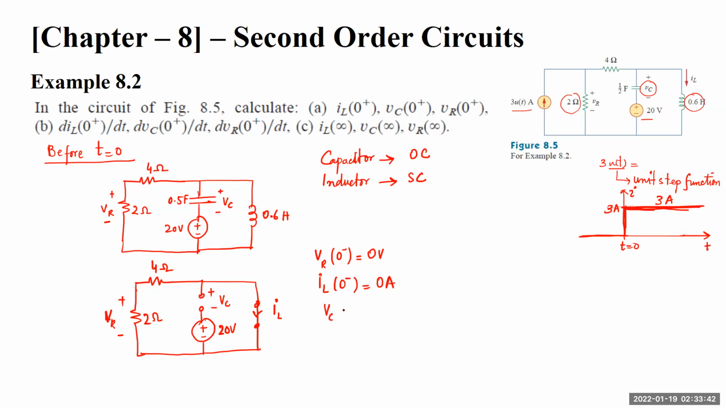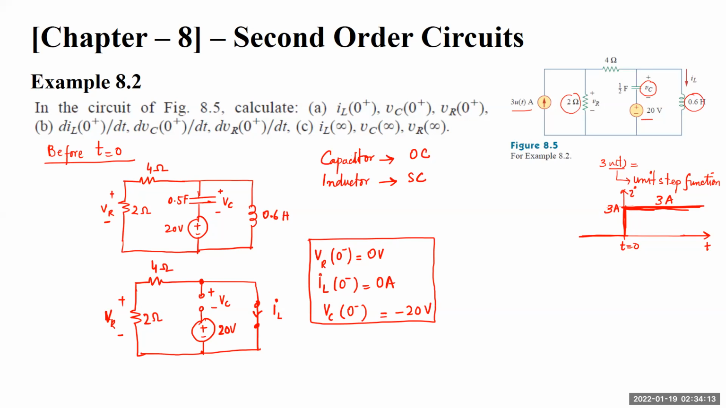And the capacitor voltage VC(0⁻): if I measure the open circuit voltage over here, minus 20 volts will appear, and that minus 20 volts will cancel this plus 20, therefore the whole circuit will behave as an open circuit. So this minus 20 volts will appear across this capacitor. These are my initial values.